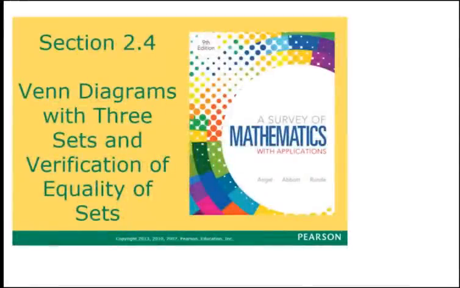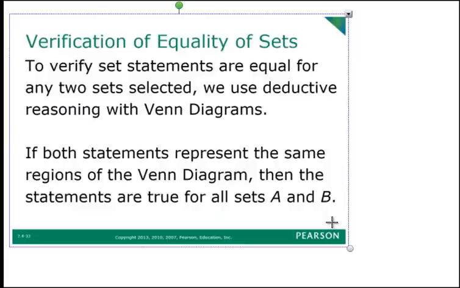We're going to concentrate in section 2.4 on Venn diagrams and verification of equality of sets. To verify that set statements are equal for any two sets selected, we're going to use deductive reasoning with Venn diagrams. So we're going to use some general regions. We're not going to have exact elements, but we're going to look at some general examples, and then we're going to try to prove that if they are true for the general examples, then they would always also be equal when we talk about some specific sets.